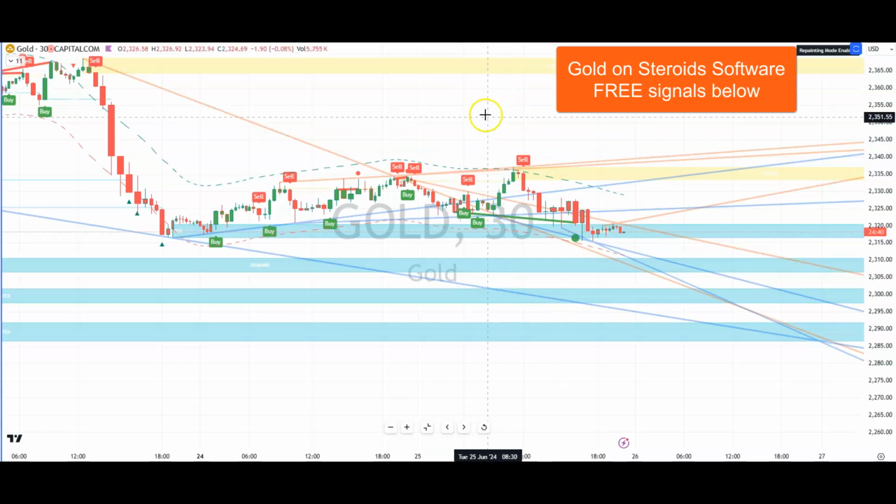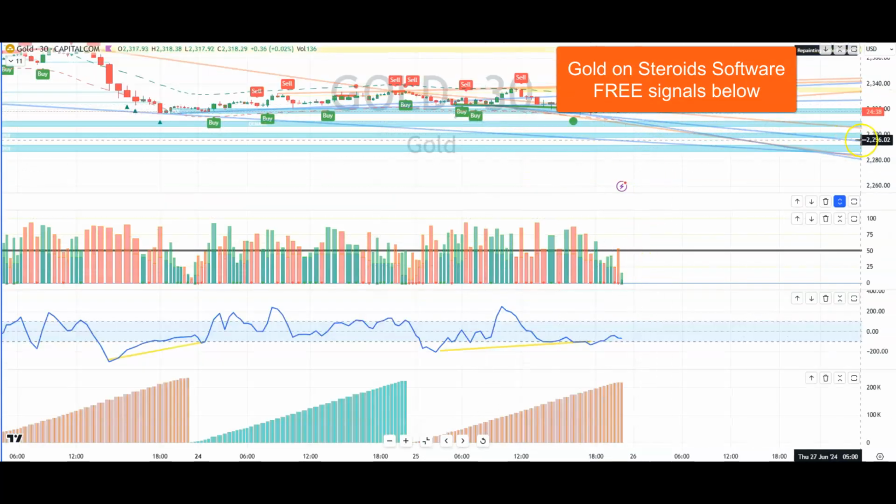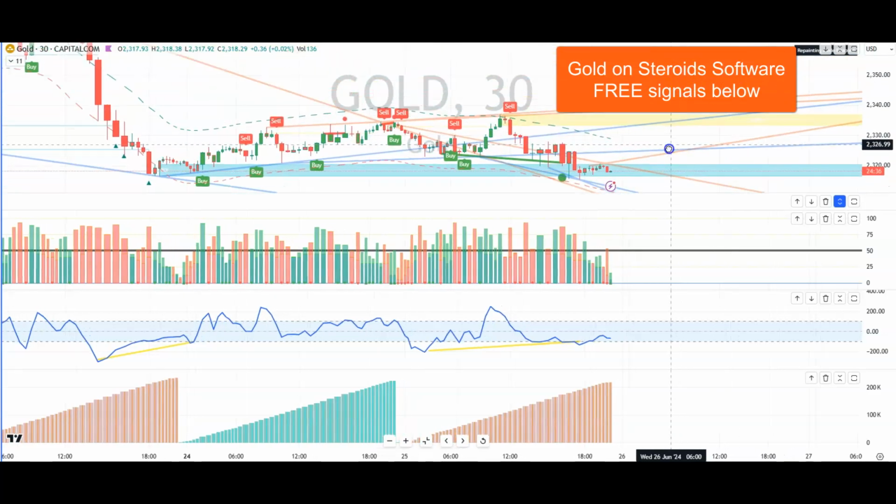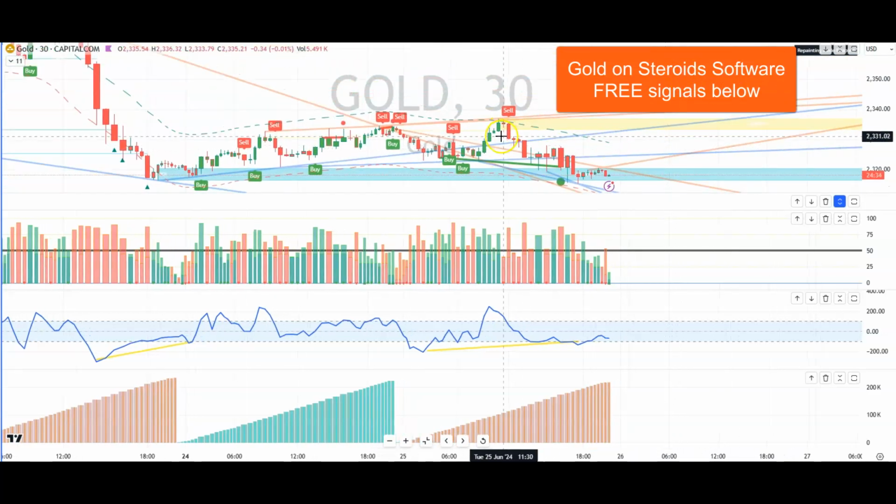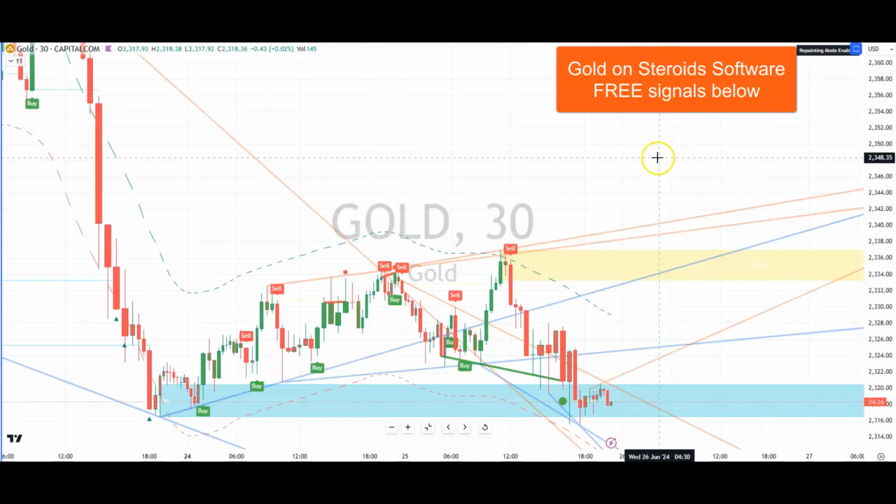So a fantastic way to trade. Let's have a look at this one here. Was it ready? Yes, it was. High volume above 50. Sell signal, liquidity. Outside bar. And away the price goes.